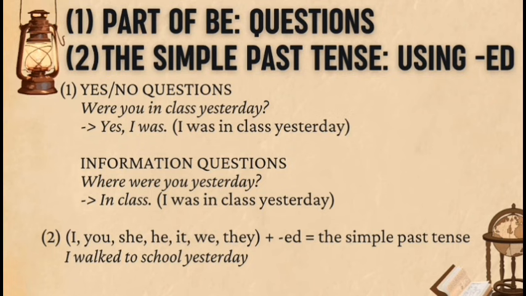And the simple past tense using ending ed. I, you, she, he, it, we, they plus ed is the form of the simple past tense. For example, I walked to school yesterday.